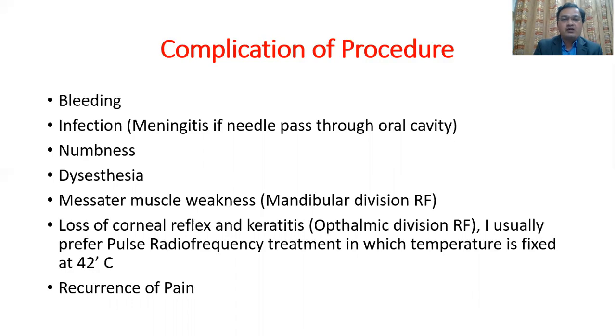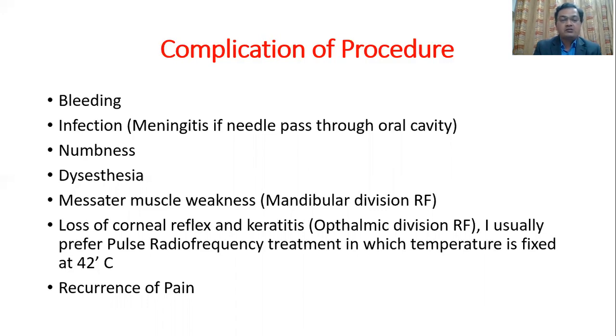Some complications during and after the procedure are the following. The most common complications are bleeding, infection, and numbness over the area. If we keep the temperature high, then numbness is very common. But usually this numbness passes over a period of 2 to 3 months. Dysesthesia means the patient has much more pain than the original pain before the procedure, and it is very difficult to treat this type of complication.